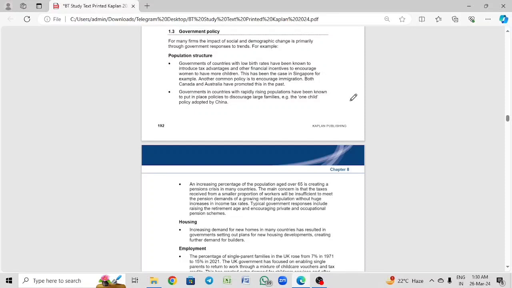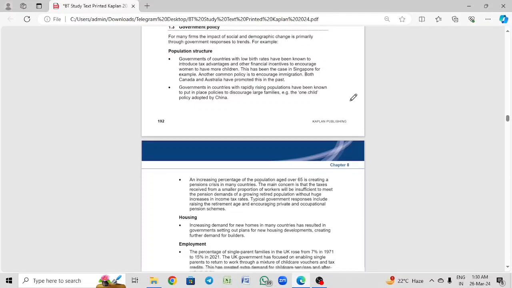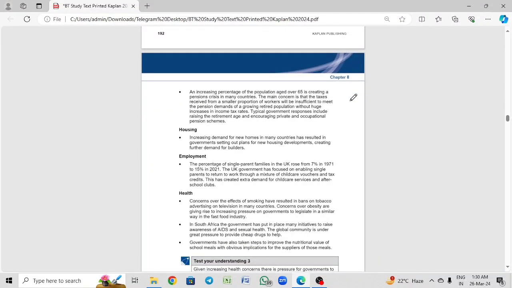Now the housing. If there is an increase in population, then there is a higher demand for housing. So more housing firms will set up in the economy. Then the employment status of the population: whether there is a rise in employment rate, or a decline in employment status, whether more people are employed or more people are unemployed. So it depends.